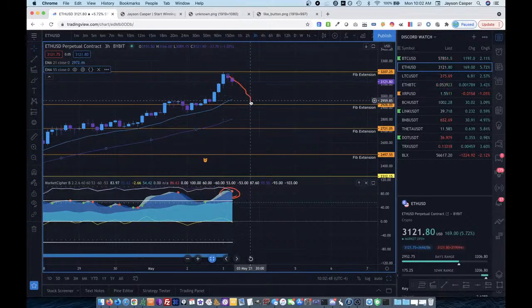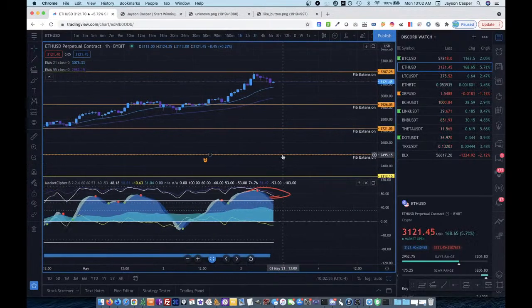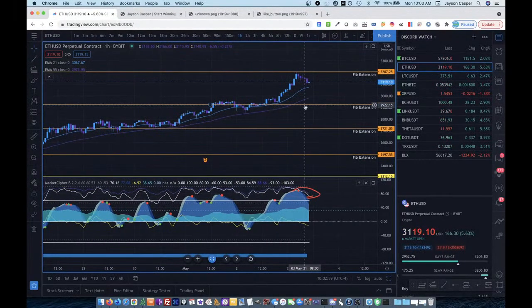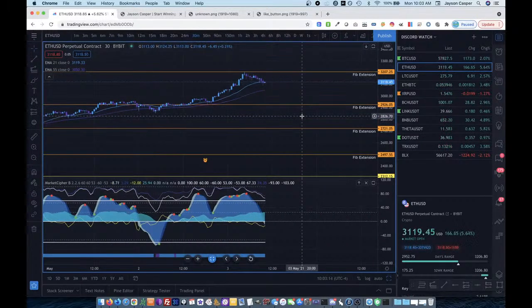So this would be the first place that I'd really be looking for an entry. Let's zoom into a lower time frame, and let's assume that we don't come all the way down to this area, and we just get a smaller retracement. First of all, it's important to keep in mind, guys, that we're looking at all time frames, because if we come down to the 30-minute, we can see we're starting to form some kind of bottom here. We might actually get some more upward movement on Ethereum today.